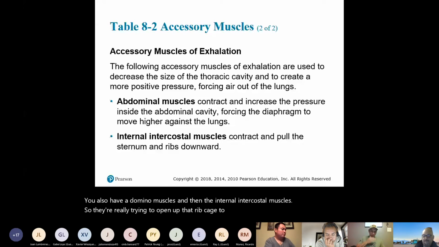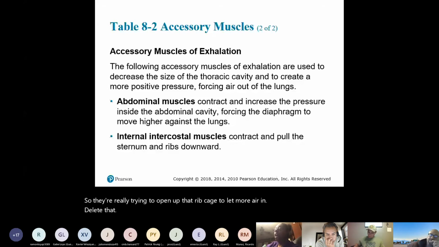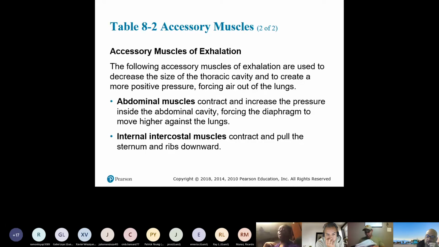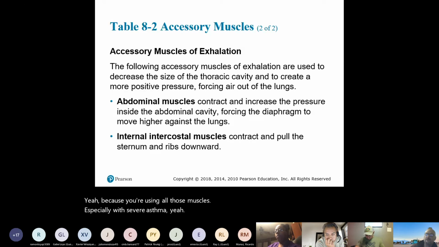So is that why when I was younger, well, I have asthma, but when I was younger, I used to have it really, really bad. And when they would hospitalize me, when I would get out of the hospital, I felt like I just worked out, like my abs, my chest, everything would be sore. Yep. Yeah, because you're using all those muscles. Especially with severe asthma, yeah. You're really working to breathe. And so, yeah, it really hurt. Mm-hmm. Exactly.